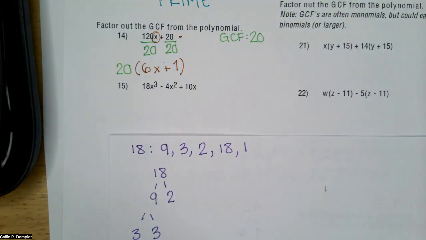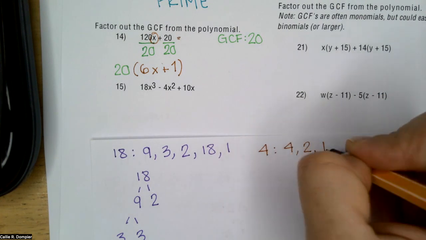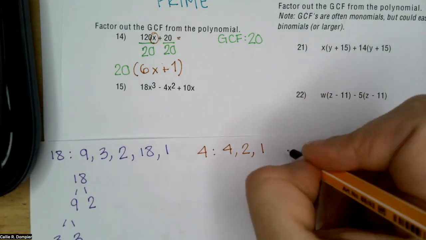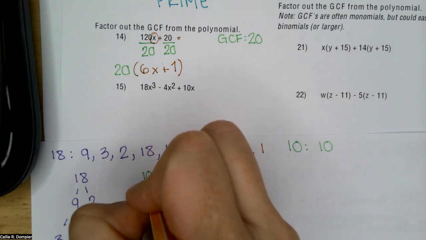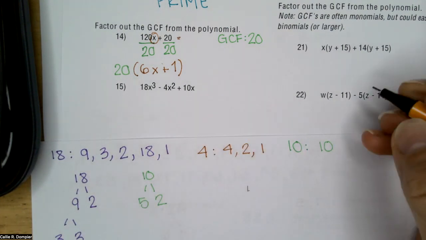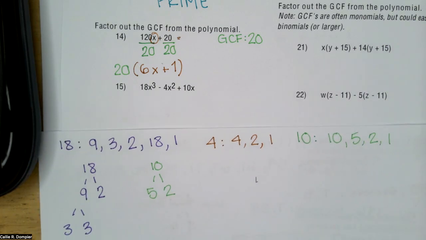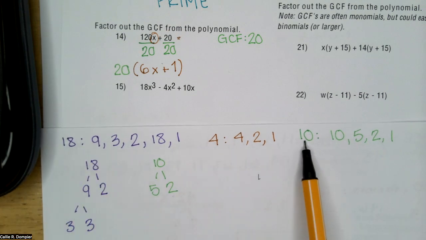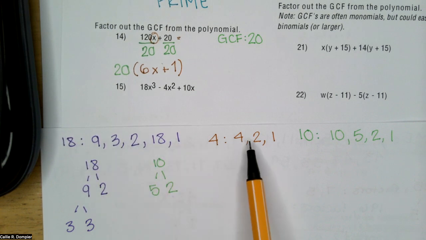Right? The factors of 4 are 4, 2, and 1. 10 is 5 and 2, right? The factors of 10 are 10, 5, 2, and 1. Good. Is there a factor common to 18, 4, and 10? 18: 9, 3, 2, 1. 4: 2, 1. 10: 5, 2, 1. The common factor is 2.